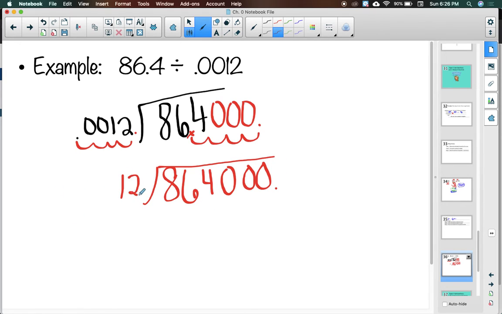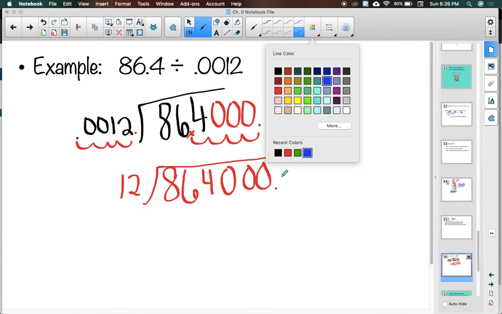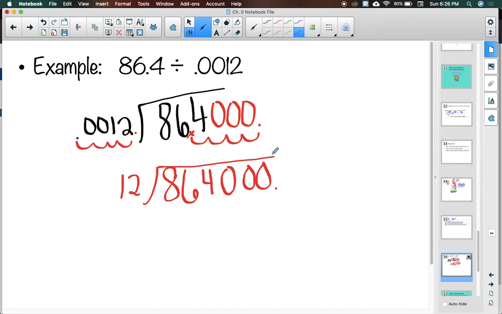Now that it's a whole number, I can clean up the zeros out front. And then I put my decimal up into my quotient. A lot of 7th graders miss that part. Now we divide. 12 does not go into 8, but 12 does go into 86 7 times. 7 times 12 is 84.